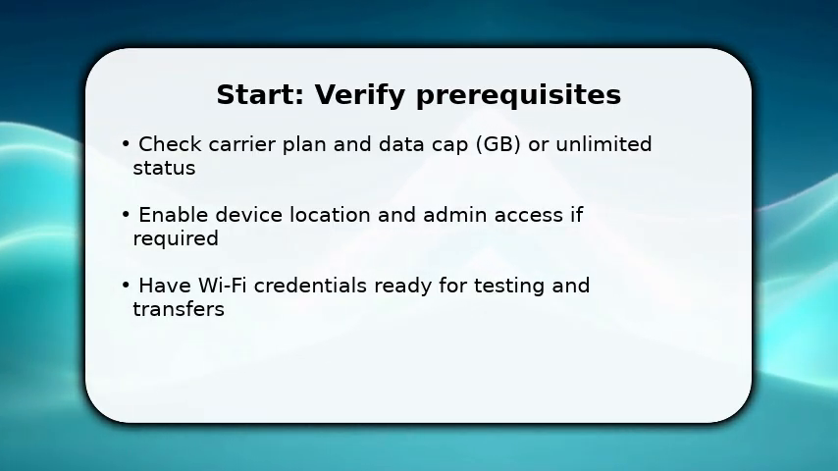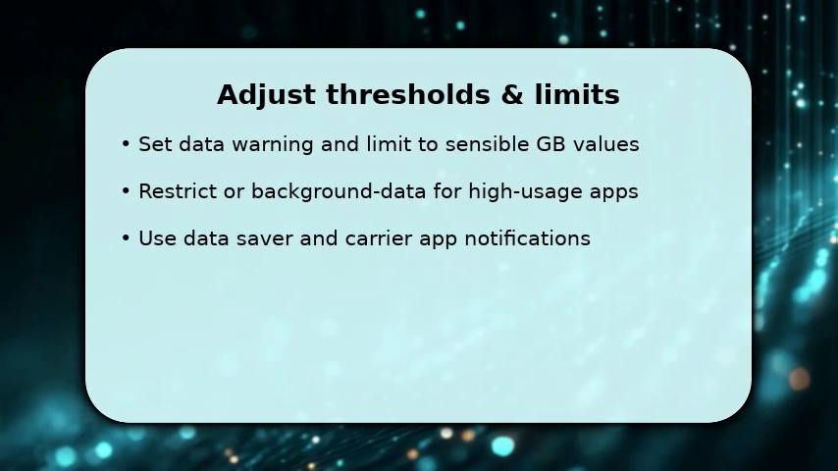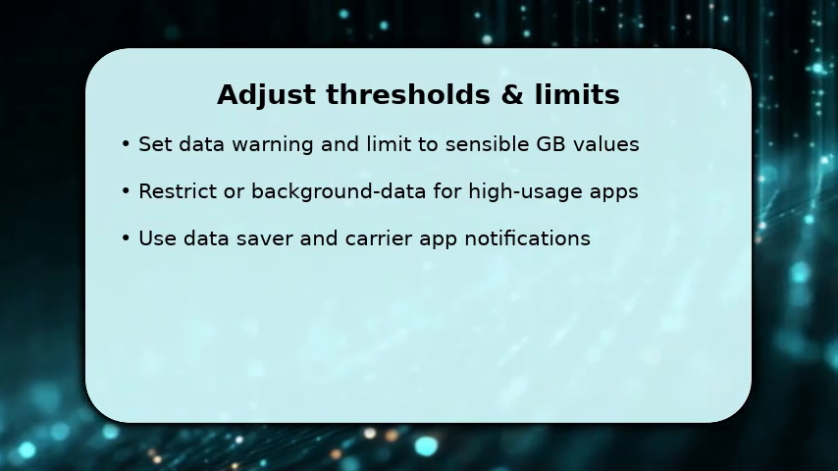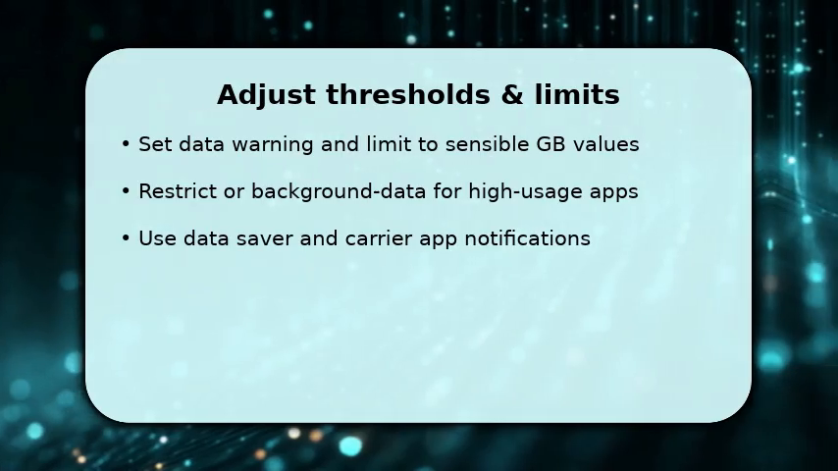Now move to adjust the thresholds and app permissions that trigger warnings. Now change the warning threshold and hard limit. In data usage, set the warning slightly below your plan cap so you get early notice. Set the hard limit if you want automatic cutoffs.